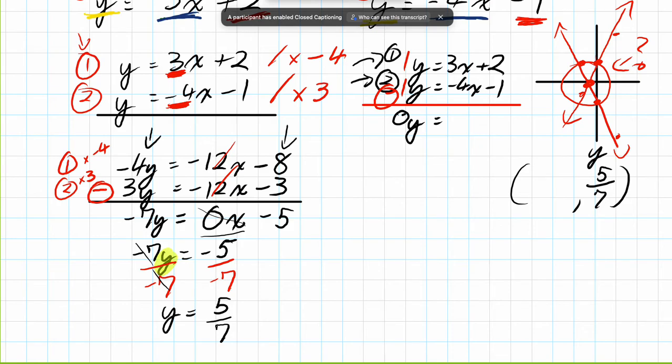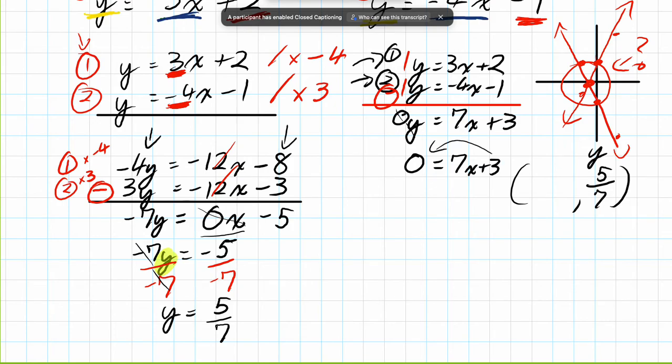3 minus -4 is the same as adding 4. That gives us 7x. And 2 minus -1 is the same as 2 plus 1. Gives us 3. This y cancels out. You're left with nothing or 0. Remember, 0 is the representation of nothing. So 0 is equal to 7x plus 3.